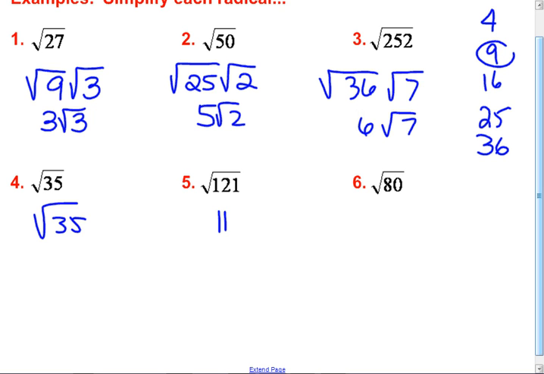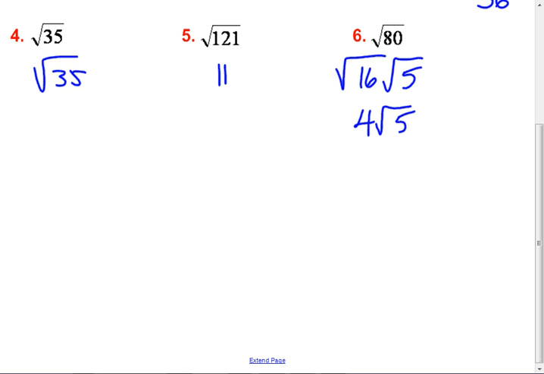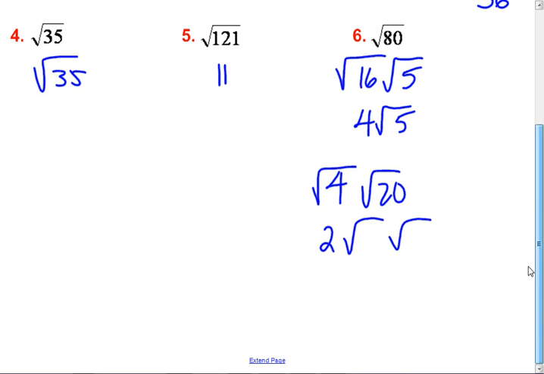What goes into 80? 36 doesn't, but you want the biggest one. 25 doesn't. 16 does. Use a calculator. 16 times 5 is 80. 8 isn't a perfect square. 2 isn't a perfect square. Could you do 4? You could do 4 times 20. What perfect square goes into 20? 4. See, why I like this is it gets you some number sense.